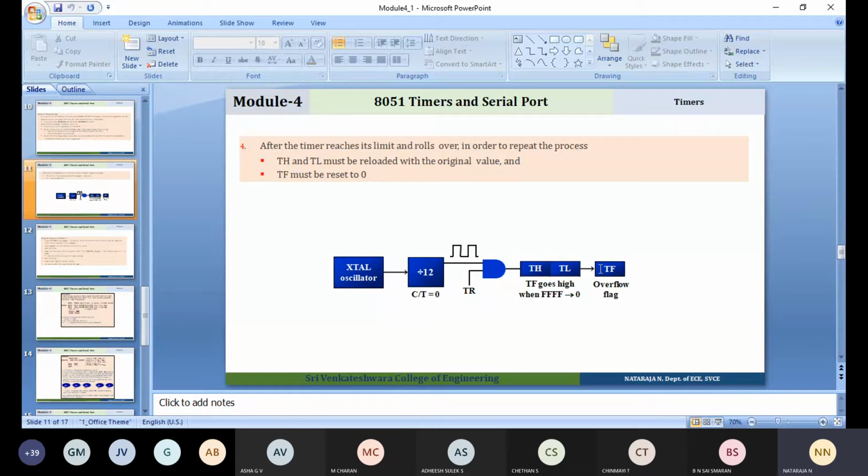When it will be going to act, TF and TR. Okay, initially, what is the procedure? What we discussed in the last slide, the same. It is a 16-bit timer. Okay, here we have a timer. This will be a 16-bit timer.